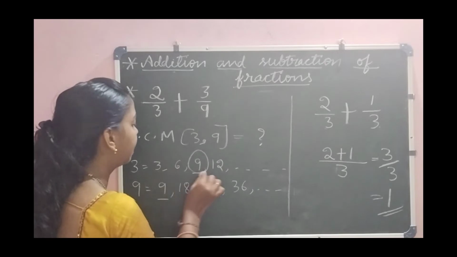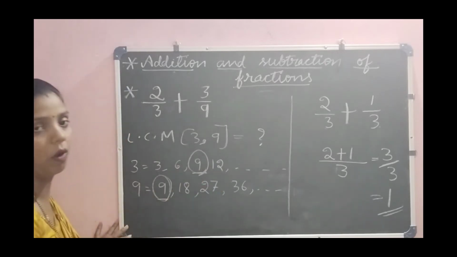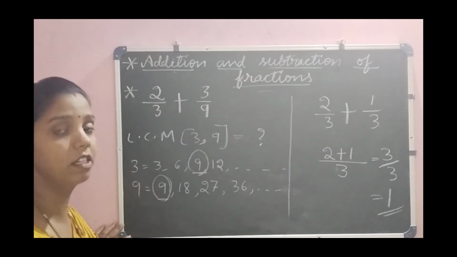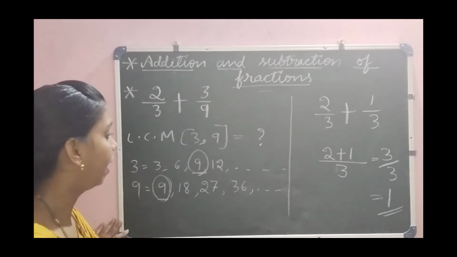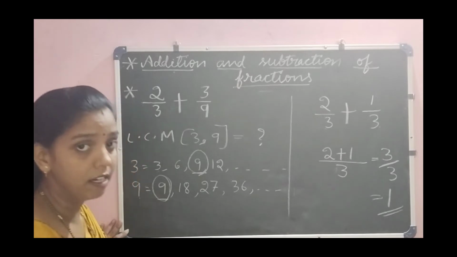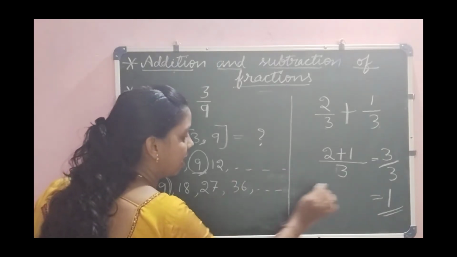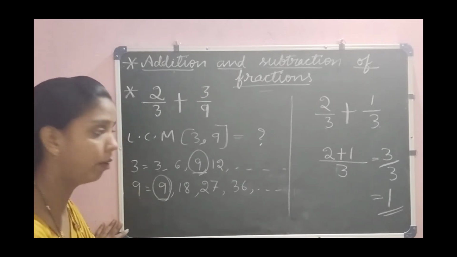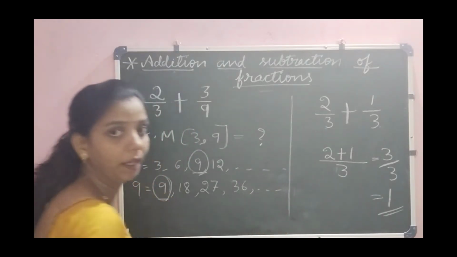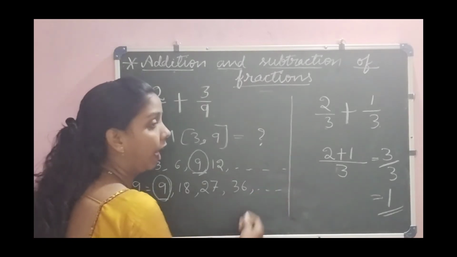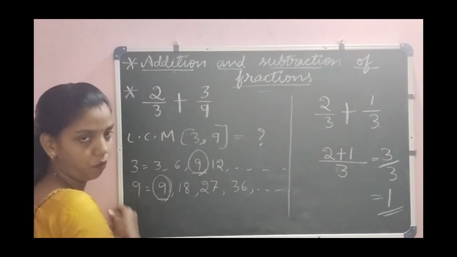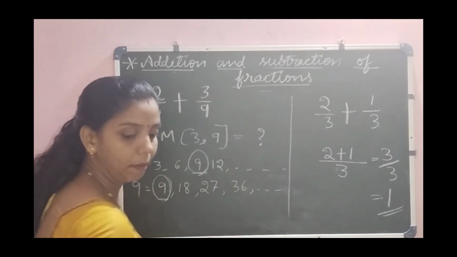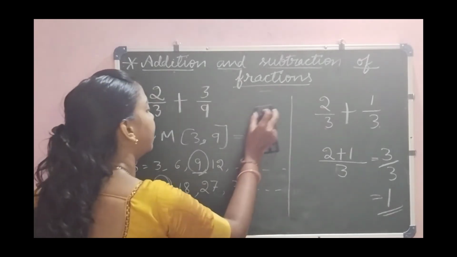That's why this is called the least common multiple of 3 and 9, meaning the smallest common multiple. 9 is the smallest number. If I continue this process of finding multiples of 3 and 9, you will get other common multiples of 3 and 9, but I am searching for the least one, the smallest one. That is 9. So what is the least common multiple of 3 and 9? That is 9.